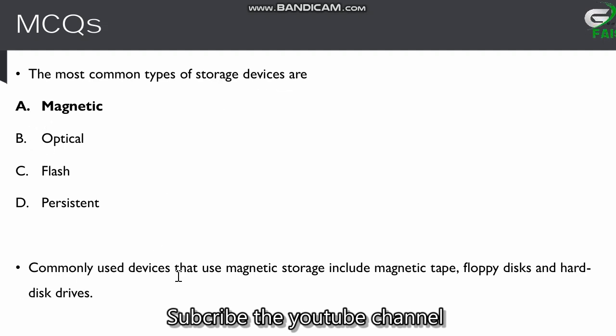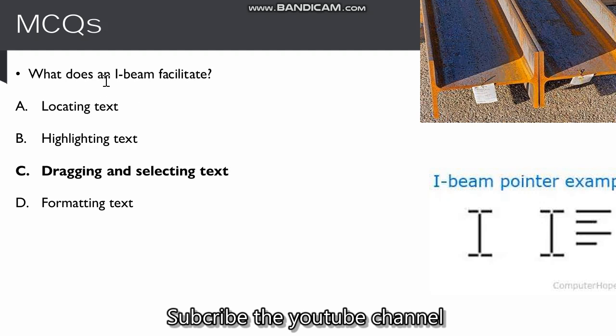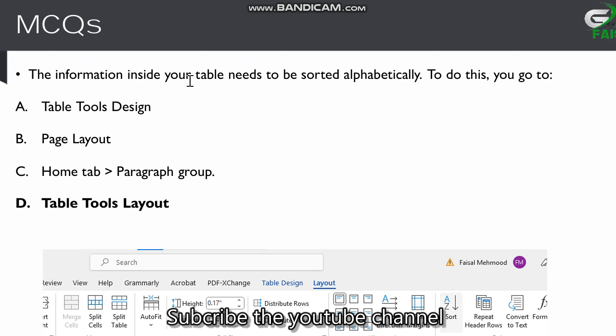Commonly used devices that use magnetic storage include magnetic tape, floppy disk, and the hard disk drive. What does an I-beam facilitate? Dragging and selecting text. The information inside your table needs to be sorted alphabetically. To do this, you go to the Table Tools Layout tab.